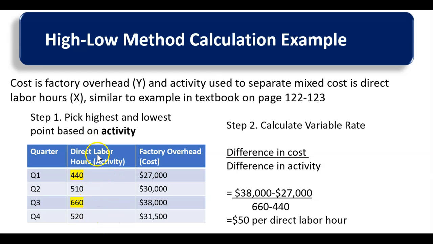You want to look at your activity or volume column and find your lowest level of activity and your highest level of activity. If we look at this, we can see our lowest was 440 and our highest was 660. So these are the 2 points we're going to pick. We're going to pick a point at which our direct labor hours were 440 and the corresponding cost was $27,000. And we're going to pick the highest point at which our direct labor hours were 660 and our corresponding cost was $38,000.